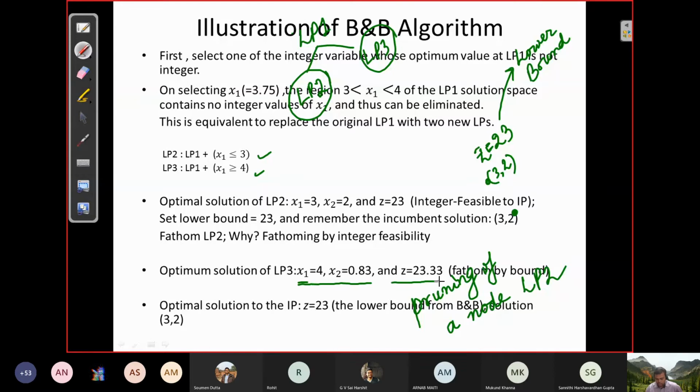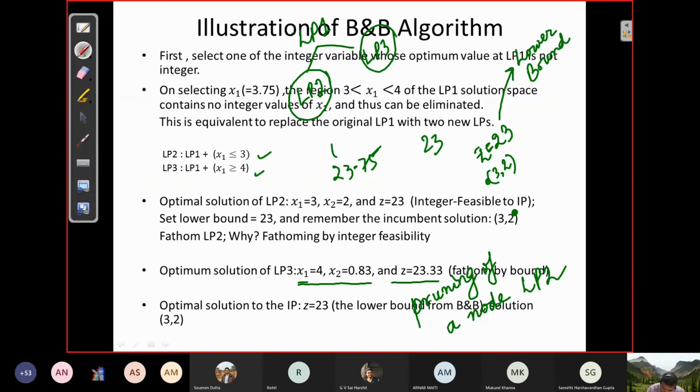However, we see that, what is the current upper bound? The current upper bound is given by LP1, right, which is 23.75. And the current lower bound is given by this one, LP2, which is 23. So which means the upper bound is 23.75 and the lower bound is 23.